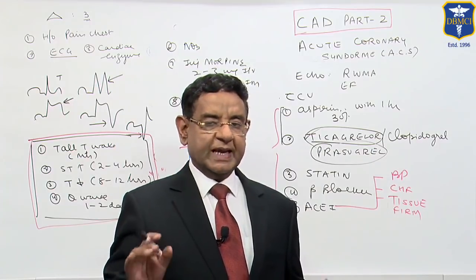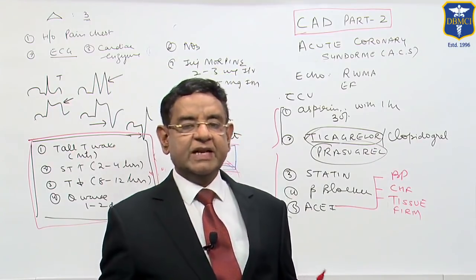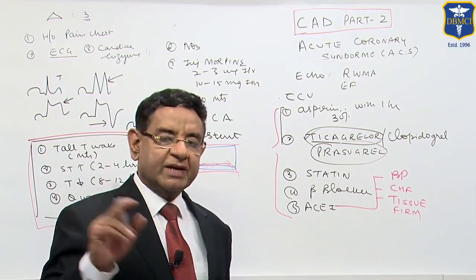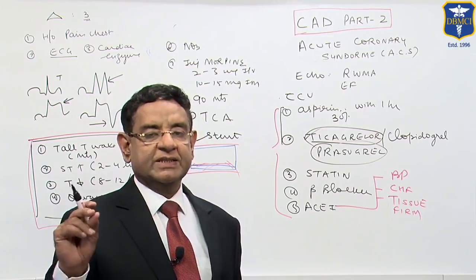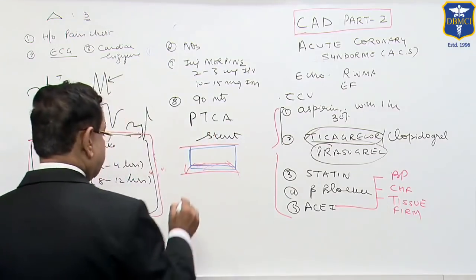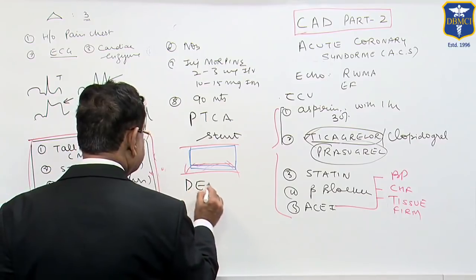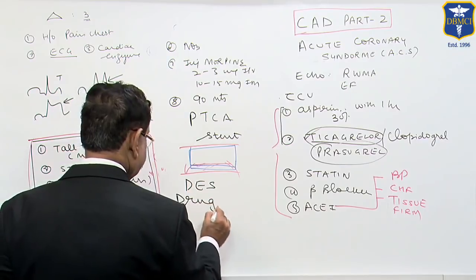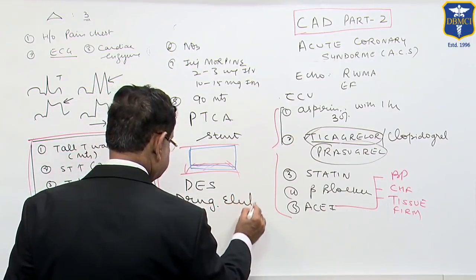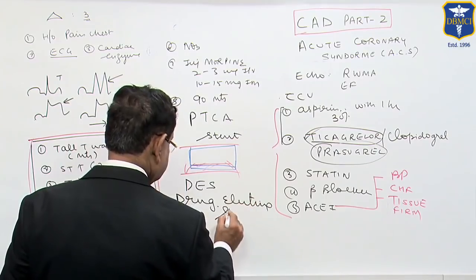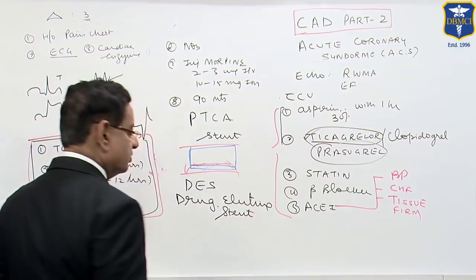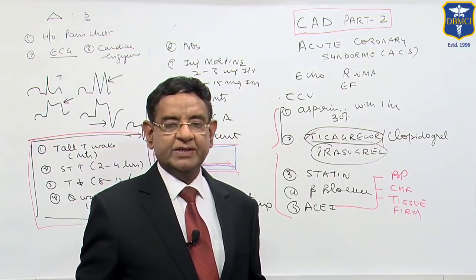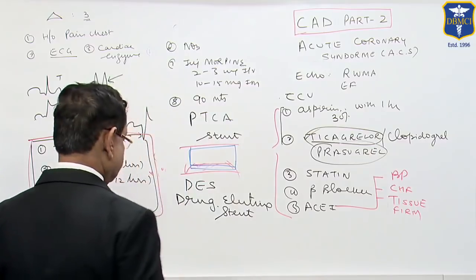But soon they realized that the stent itself, being an outside foreign particle, can itself induce clot formation. That's why nowadays they are using drug-eluting stents. So these stents are coated with a drug which will keep it patent and prevent the clot formation.